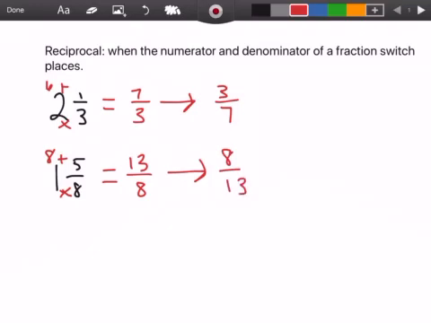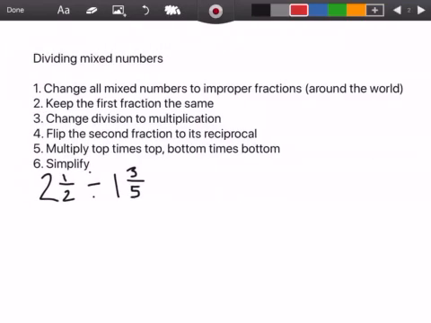All right, so now that you know how to do that, the steps for dividing mixed numbers. First, we change all our mixed numbers to improper fractions around the world. Then we keep the first fraction the same, change division to multiplication, and flip the second fraction to its reciprocal. Remember, that's our KCF. Then we multiply top times top, bottom times bottom, and simplify. So this one has one extra step before we actually start the KCF.